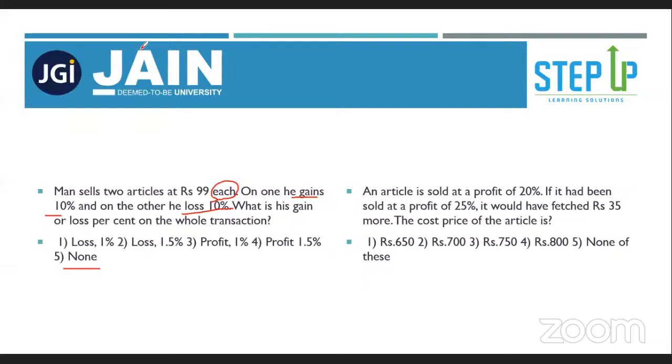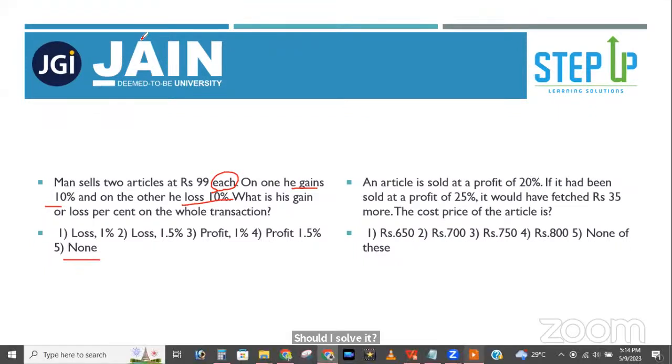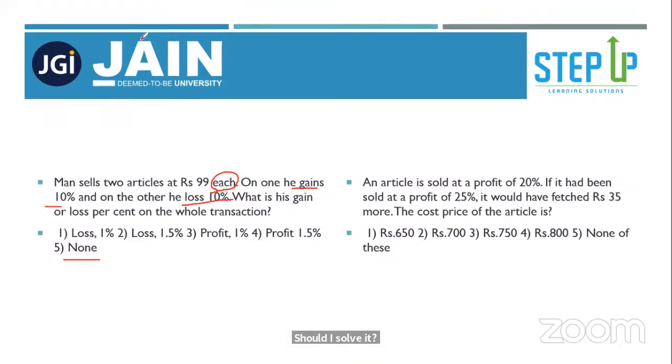Shall I solve it? Okay, so the first one, just understand the question. There are two articles, not one. If there is only one article, I can use L plus W plus LW by 100. If there is only one article, they're talking about the sale of profit and loss.